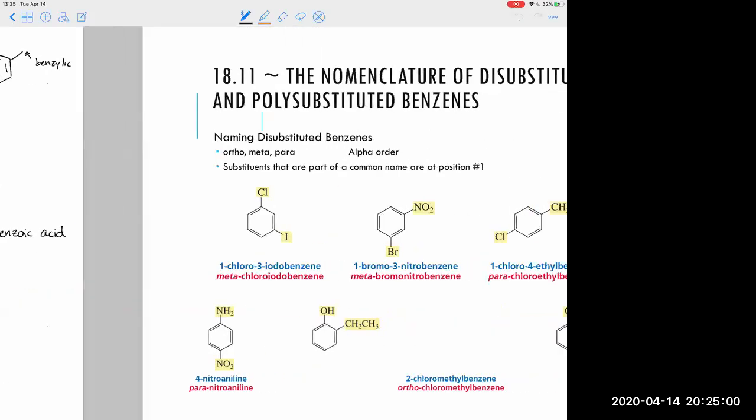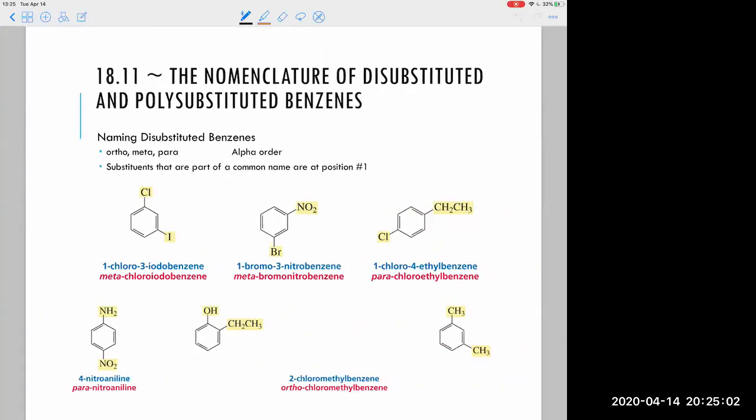Okay, so now everything that we had talked about before with substitution reactions, we're all starting with a naked benzene ring. Now we're going to start talking about the effect that having a substituent on there, what role that plays. Before we can get into that, we have to know how to name these things. First, we're going to talk about rings that have two substituents, and then we'll graduate to more in a second. Key things that we have to know are these vocab words here: ortho, meta, and para.